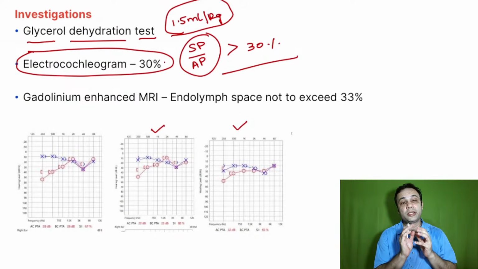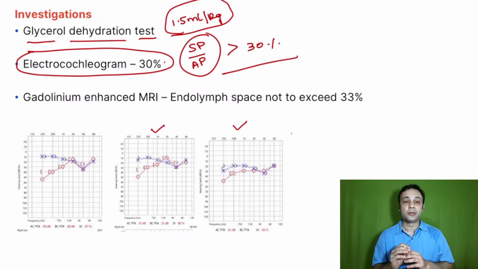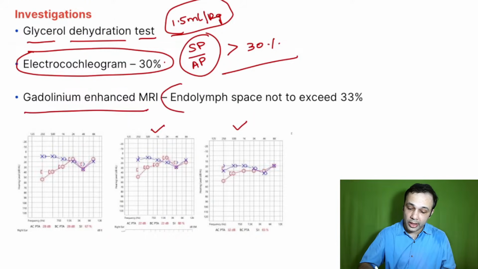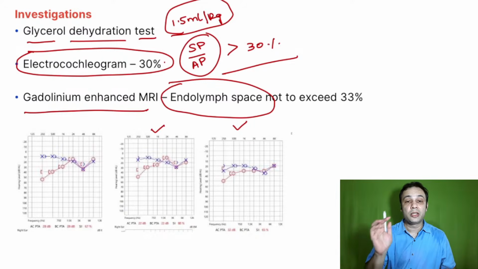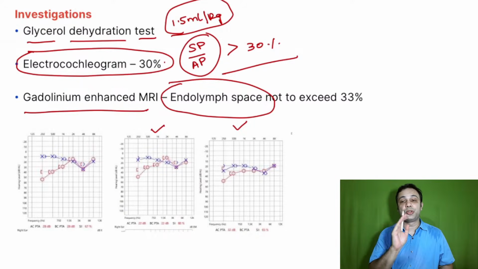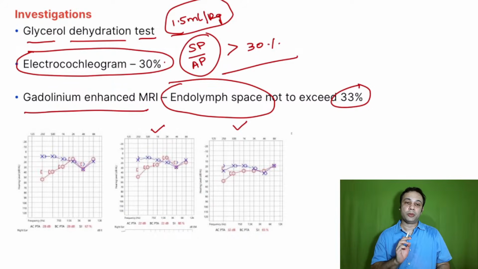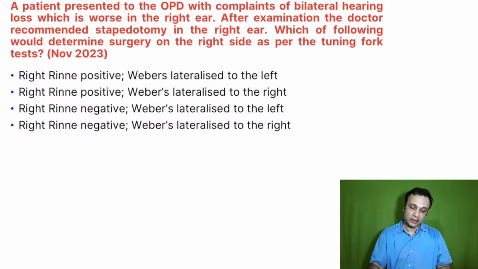When you talk about Meniere's disease, it's more or less a clinical diagnosis, and then all these adjunctive investigations come into the picture. Right, gadolinium enhanced MRI, you look at the endolymphatic space, you look at the vestibule. The endolymphatic space should not exceed 33% of that of the vestibule. So three important investigations as far as Meniere's disease is concerned.